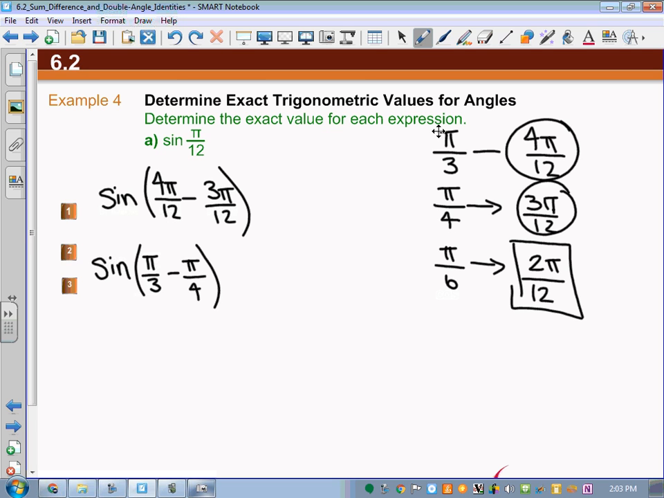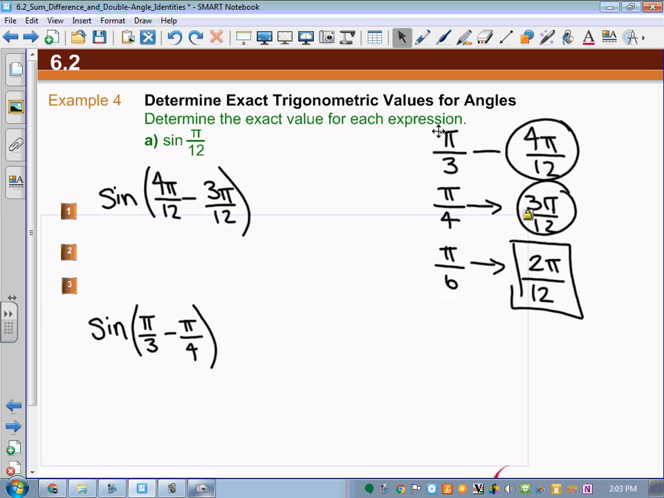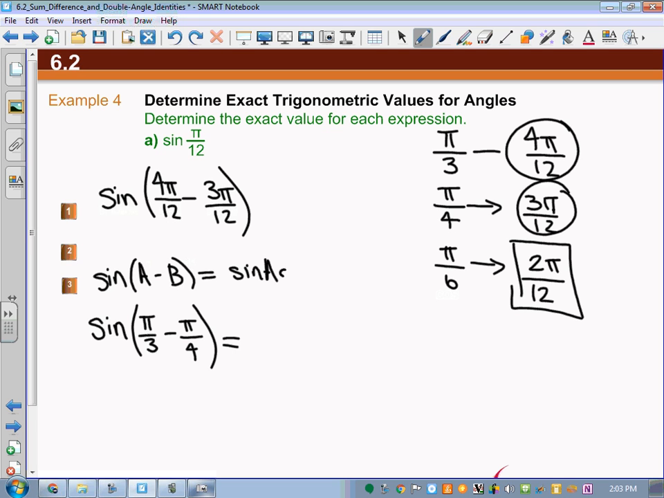And I shouldn't say next step. We first have to take that difference and write it out using the formula on our formula sheet. And I'm going to write it above just to make sure you see exactly what's happening. The sine of angle A minus B is equal to the sine of A times the cos of B minus the cos of A times the sine of B. Now, for this particular question, A is pi over 3 and B is pi over 4. So the sine of pi over 3 minus pi over 4 is the sine of pi over 3 times the, sorry, the cos of pi over 4 minus the cos of pi over 3 times the sine of pi over 4.